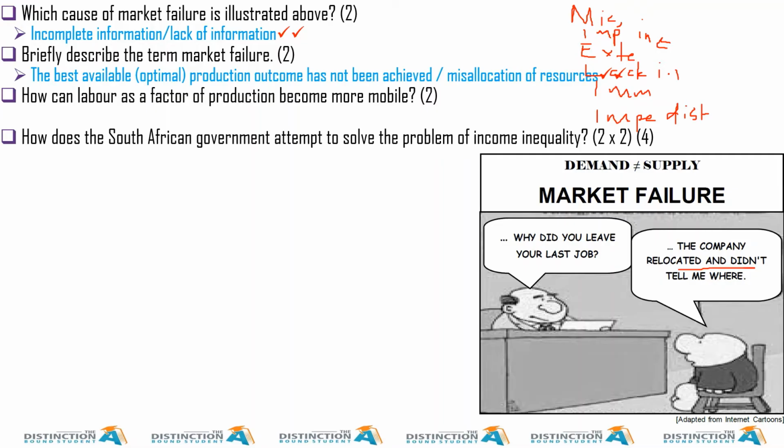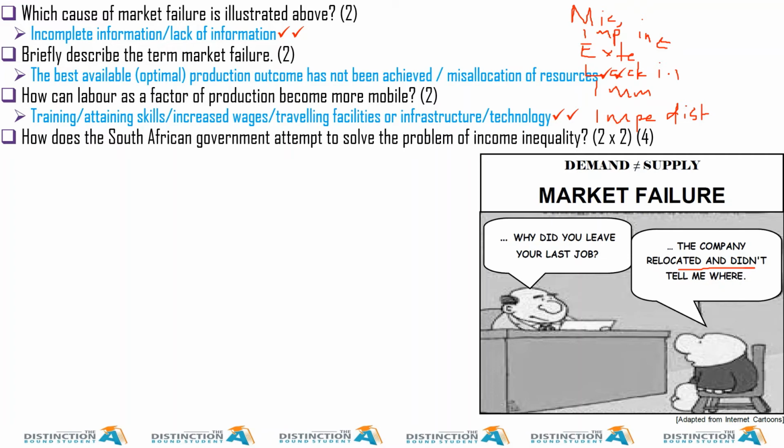How can labor as a factor of production become more mobile? Training can increase mobility, attaining skills, increased wages, all those things can increase mobility, because immobility of factors of production can cause market failure. So the question here is trying to imply, what can be done to make labor mobile.